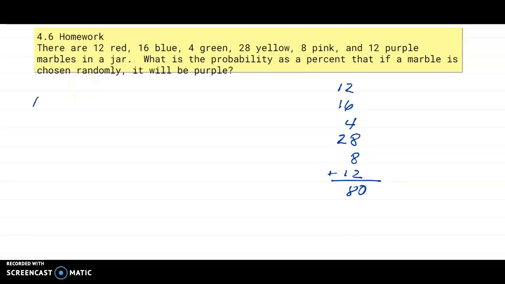So that means that the probability of drawing a purple marble equals, now we have to look at how many purple marbles are in the jar altogether. There's 12. So the probability of drawing a purple is 12 out of 80. Now we want to reduce that, so I'm going to look for the largest number I can divide into both 12 and 80.